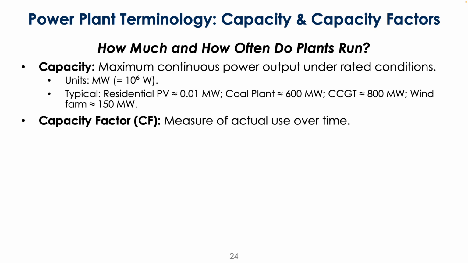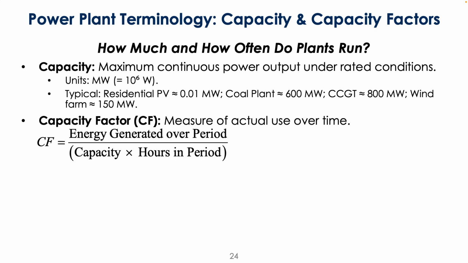Capacity factor, not to be confused with capacity, is the measure of the use of a power plant over time. This is the energy generated over any particular period divided by its total capacity times hours in a period. If you have a capacity factor of 1, that means you're on all the time. If you have a capacity factor of 0.9, that means you are on for about 90% of whatever time period we're talking about. Usually we think about capacity factors over the course of a year.